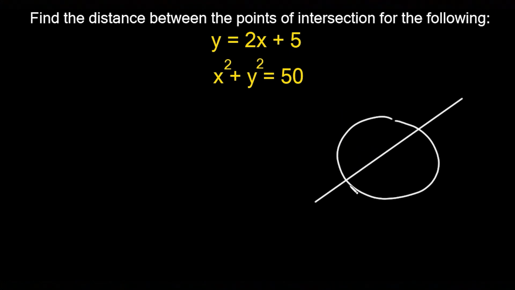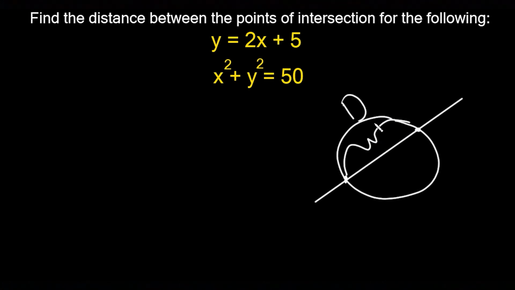So assuming the line's not going to be tangent to the circle and it's actually going to pass through two different points, I'll have a point here and I'll have a point here. So essentially what they want is this distance right here, okay? And we'll call that distance D. So how do we get that? How do we get that distance?